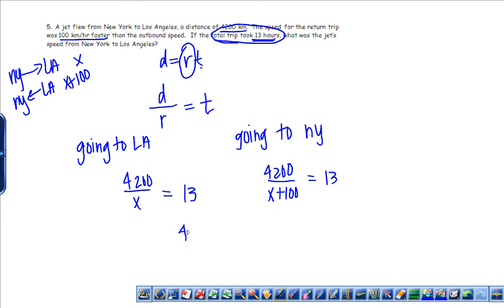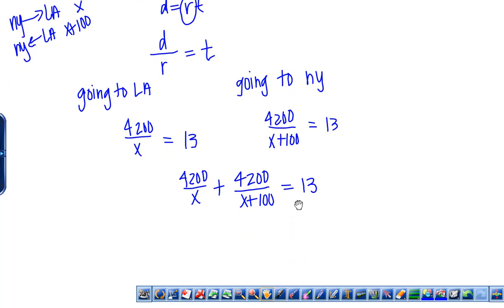So I'm going to say 4,200 over X. And I'm going to add my second equation, which is 4,200 over X plus 100. I'm going to set that equal to 13 because my total trip is 13 hours. Speed is my X here. I guess I should have used R, but I didn't. So I need to solve for R.